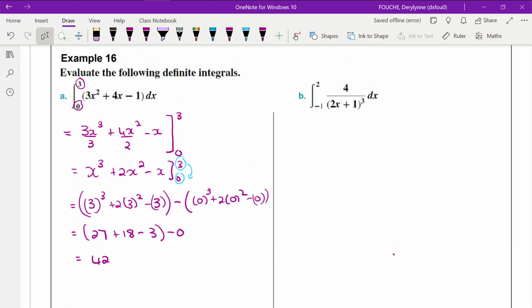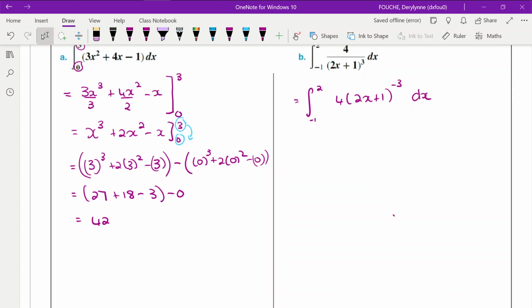Alright, let's have a look at the next one. The next one, before we integrate, we need to take the function up. So we're going to rewrite that as the integral from -1 to 2 of 4 times (2x plus 1) to the -3 dx. Now remember, you've got a function inside your bracket that is linear, so you mustn't forget, when you're integrating, to divide by the derivative of that.